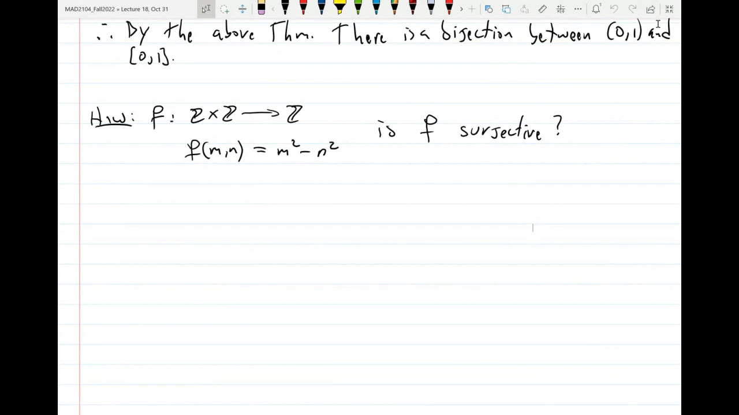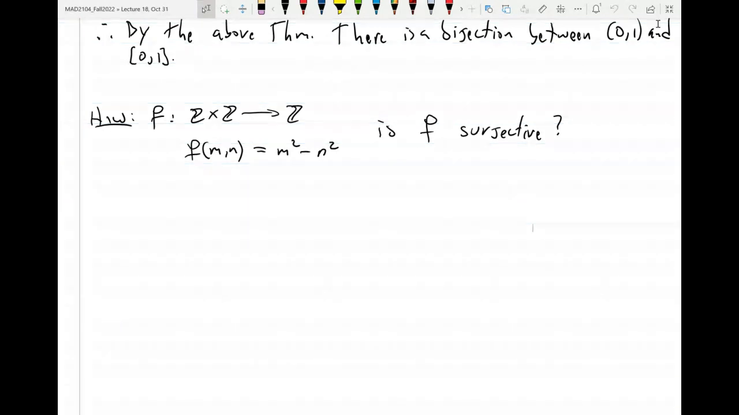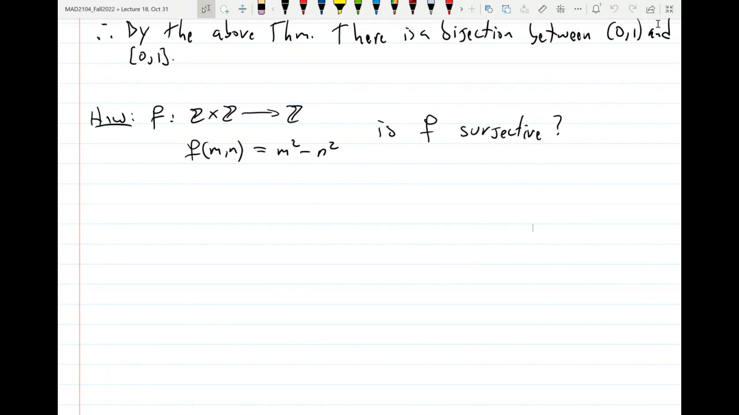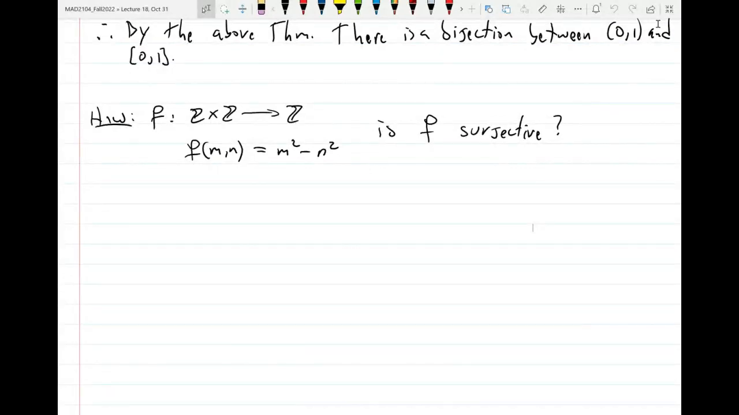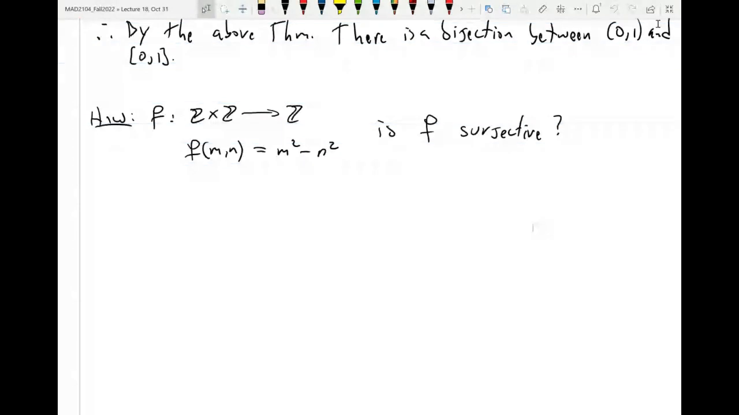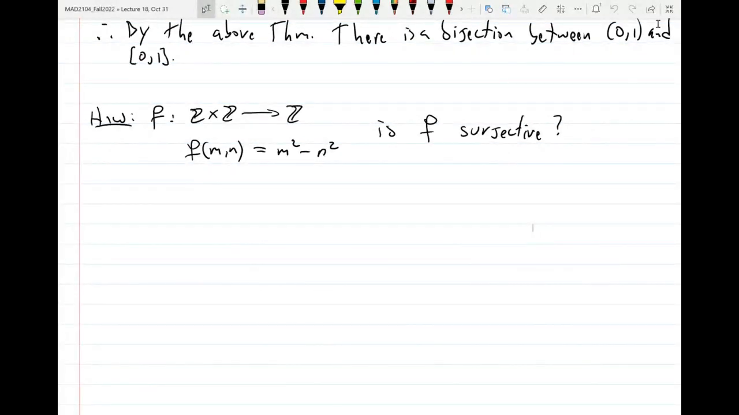Anyways, one way to develop a feeling here is to try to say this in common language. What is this function doing? This function is sending a pair of numbers to the difference of their squares, right? And to say that this function is surjective is equivalent to saying what? Surjective means that every element in the codomain, so every integer, has a pre-image, right?